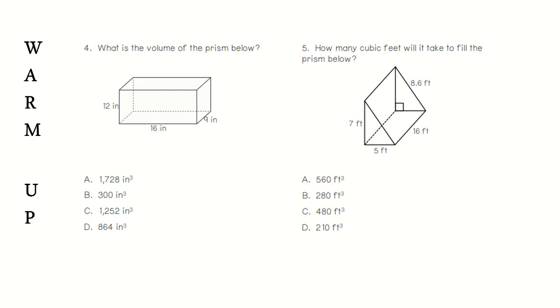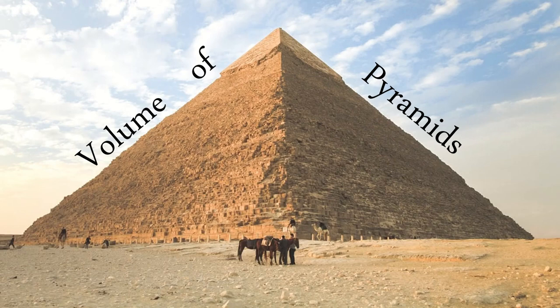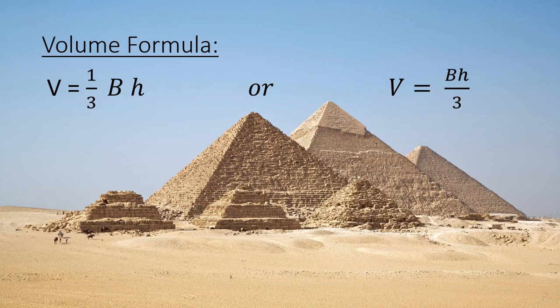Now, moving on to pyramids. Pyramids have their own formula for volume. Again, it's a 3D shape, right? It's another type of 3D shape. So it's going to have volume, not area. And it has its own unique volume formula, and it's this.